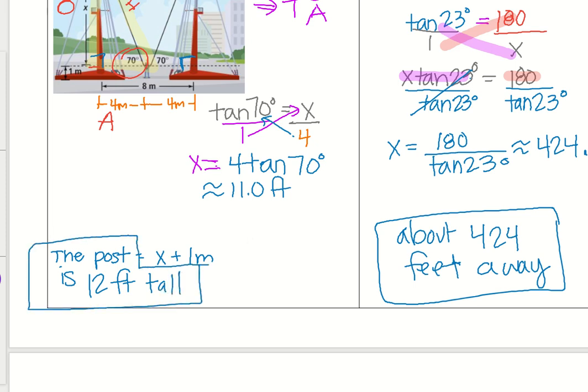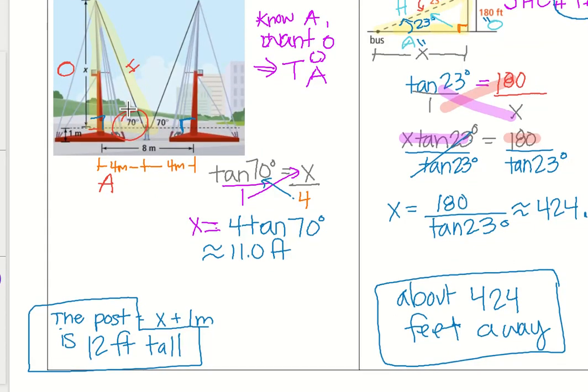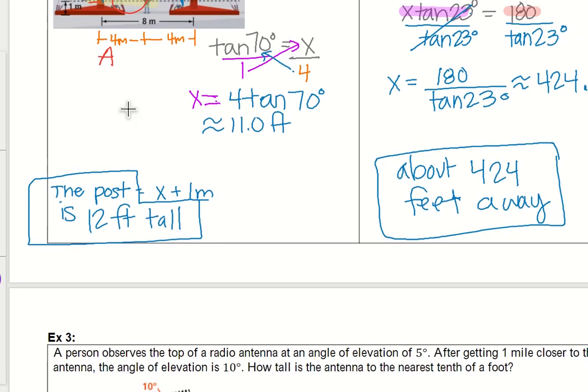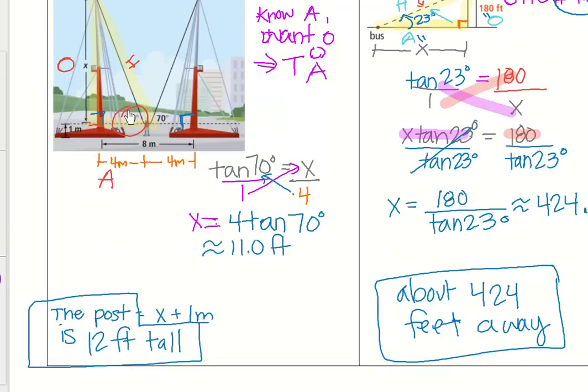So because we had that 1 meter that our triangle was drawn at above the ground, we had to add that 1 meter to our answer of 11. Oh, I wrote feet. Sorry, meters. Of 11 meters tall.